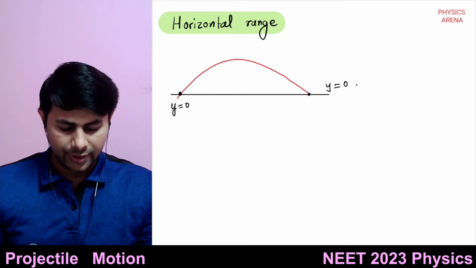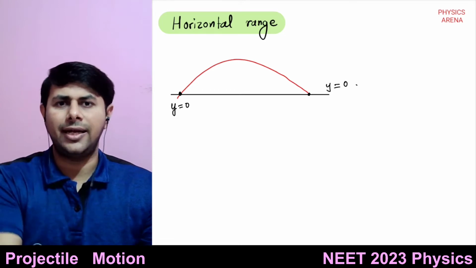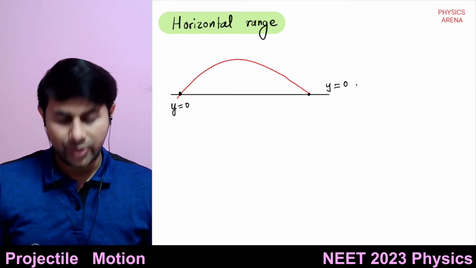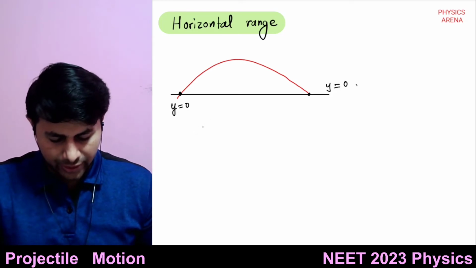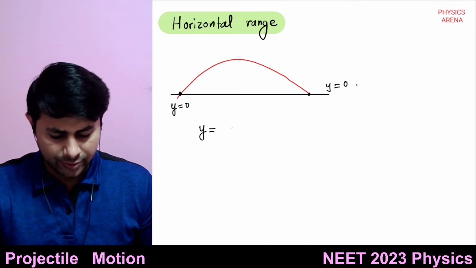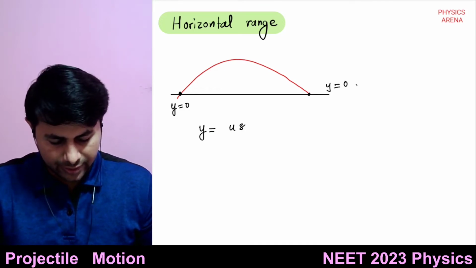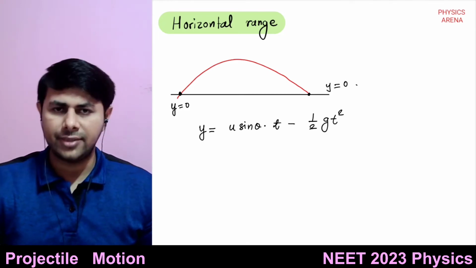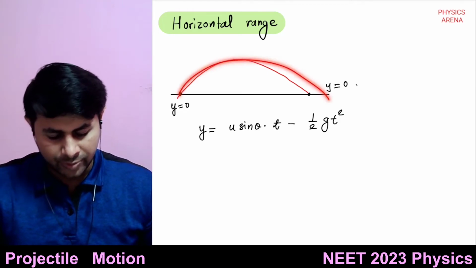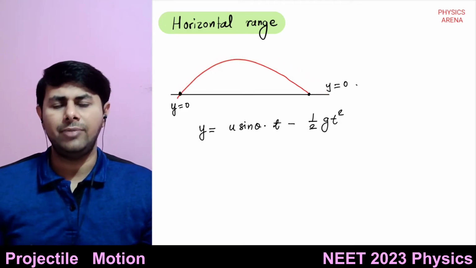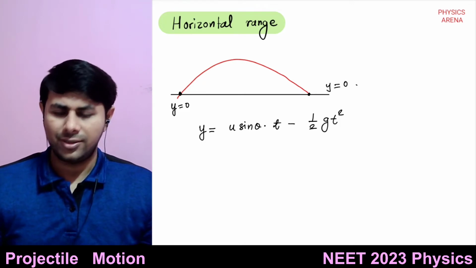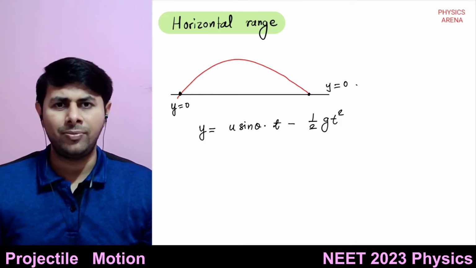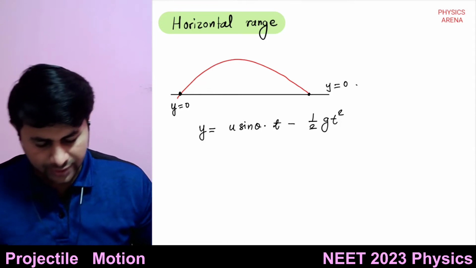Now we want to find out the time when this projectile lands on the ground. Whenever it lands on the ground, y will be equal to 0. So I have the equation for the y coordinate. Y is equal to u sine theta multiplied by t minus half of g multiplied by t square. Now the time this projectile is in air is known as the time of flight.